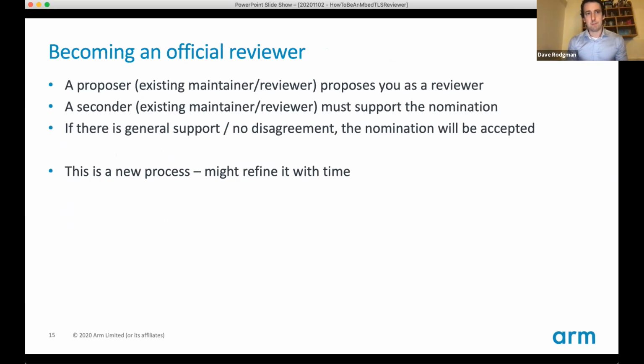And then the process for what actually happens is someone will propose that we anoint you as an official reviewer, and one of the existing reviewers or maintainers will second this. And if there's no disagreement, there's general support, then we will tweak the GitHub flags and make you an official reviewer. So it's a new process, and we will refine it over time, but that's our starting point for now.